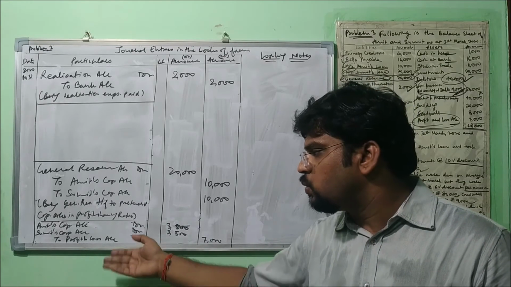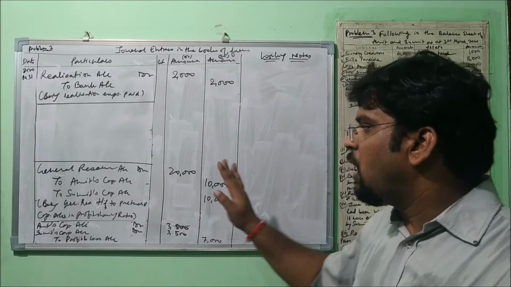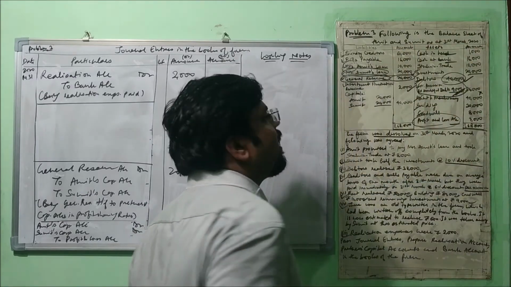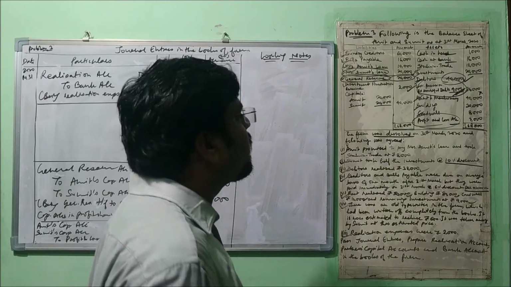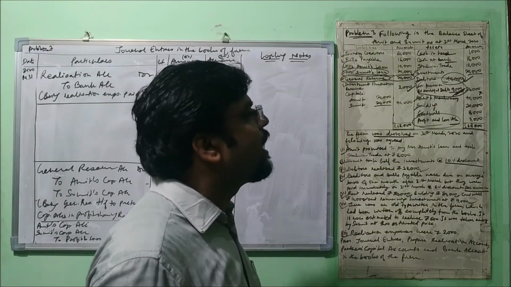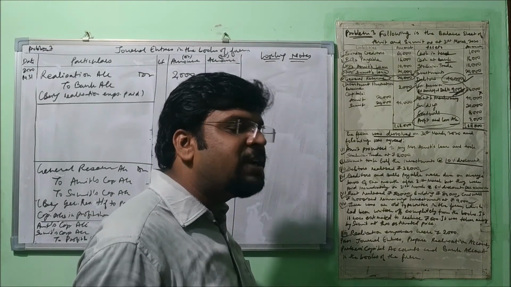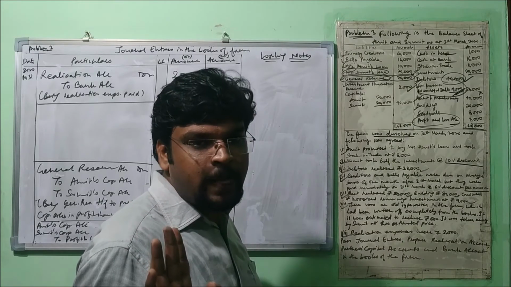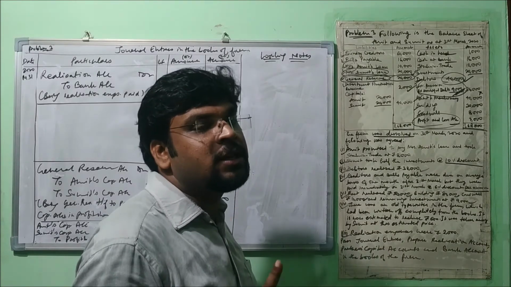Okay, I don't have the space, so I did not write it. Fine. So up to this level, we have completed everything. Now let's move on. There will be two more entries. One entry will be there for the final payment, and one more entry will be there in this question.